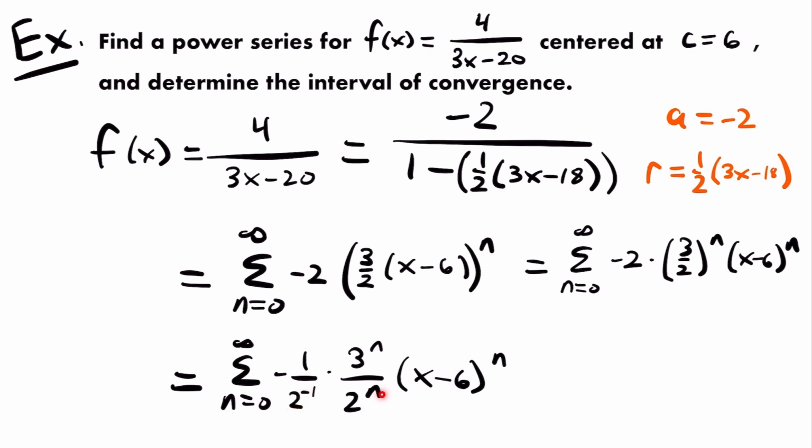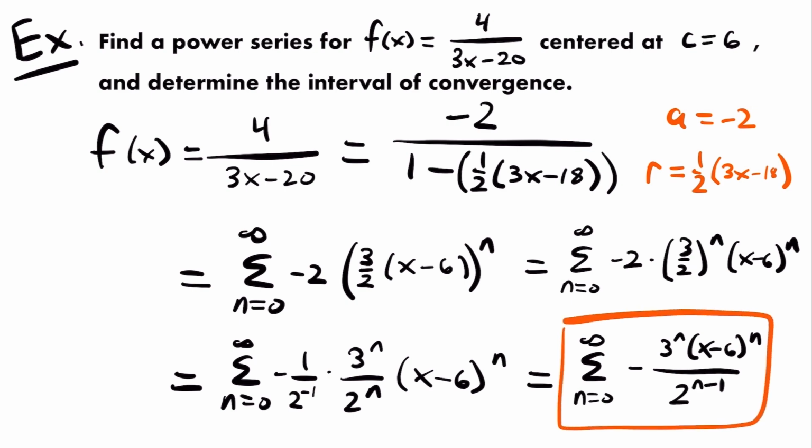And now we can add the exponents for 2 here in the denominator, right? We have 2 to the power of negative 1 times 2 to the power of n. We have the same base, so we can add the exponents and have n minus 1. All right, so our final answer is that our power series will be equal to the sum from n equals 0 to infinity of negative 3n times (x minus 6) to the power of n divided by 2 to the power of n minus 1. All right, and so that is the power series centered at 6 that represents this function.